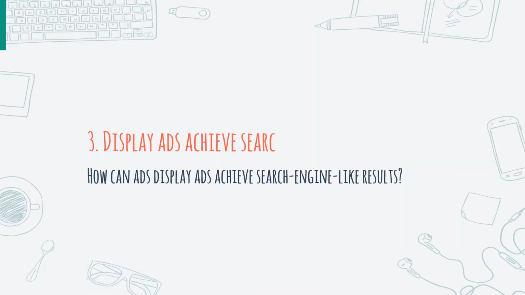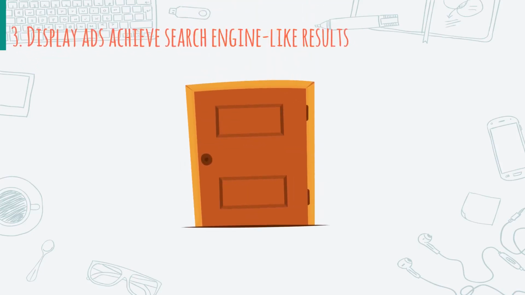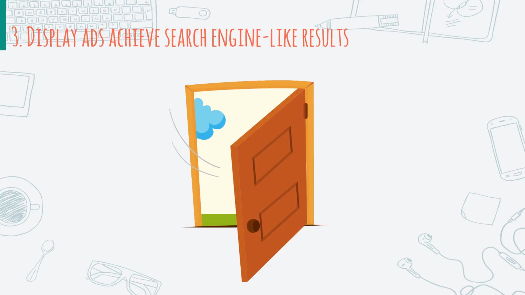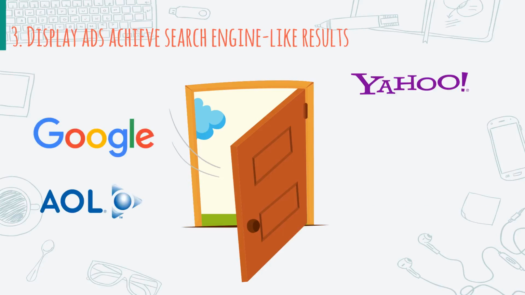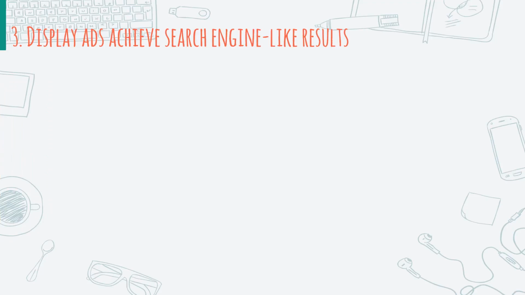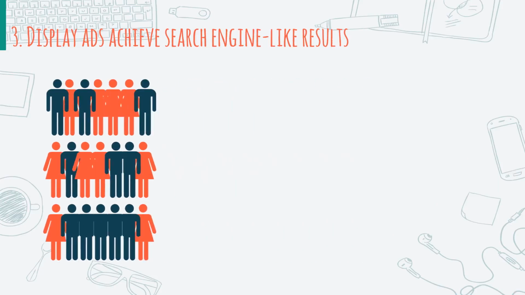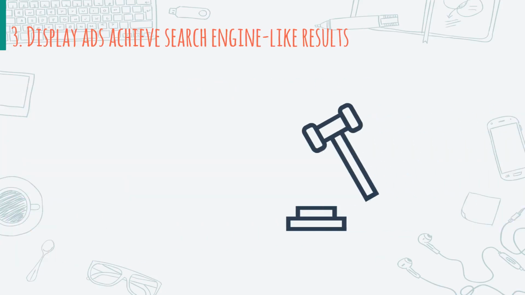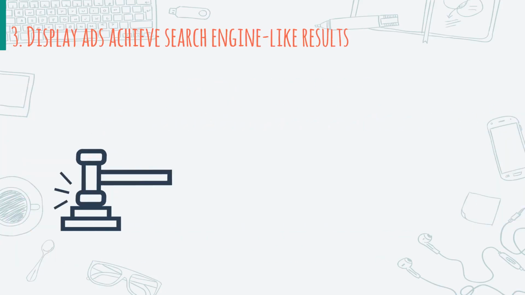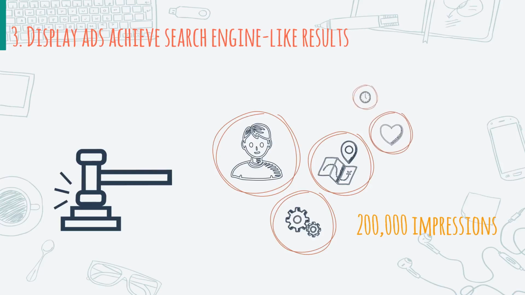To the third question, display ads achieve search engine-like results because ad agencies have access to any of several programmatic ad platforms offered by Google, Yahoo, AOL, Facebook, and many smaller firms. Working with their clients, the ad agency more precisely defines the target audience with all the needed features. The ad agency enters a bid expressed in dollars per 1,000 impressions for 200,000 impressions to people who meet most of the characteristics being sought.